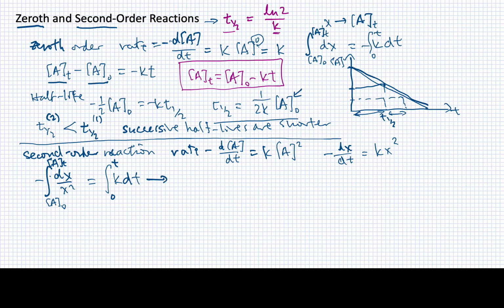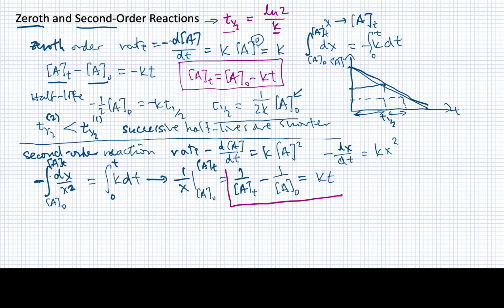So now when I figure all this out, the integral of 1 over x squared is minus 1 over x. That will cancel the minus sign out front here, and I'll have that this is simply 1 over x evaluated between these limits. So it'll be 1 over A at time t minus 1 over the concentration of A at time 0. And the integral of this is the same as it's been in all the others. It'll just be kt. So this is now our integrated rate law for a second order reaction.